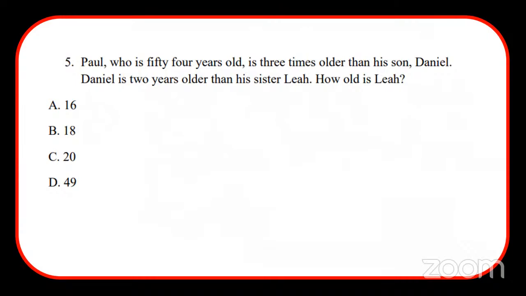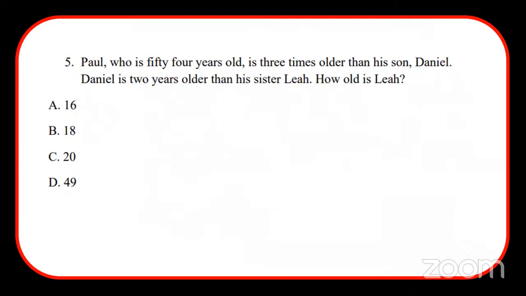Okay, Joshua, I see Leah is 16 years old. And Shania, I see you say Leah is 18 years old. Same for Free Fire Time, saying Leah is 18 years old. But what is your justification? Crystal Dixon says Leah is 49 years old. What are your justifications, guys? Now I see Joshua coming up with something. Joshua says 54 divided by 3 equals 18. And subtract 2, Leah is 16 years old.